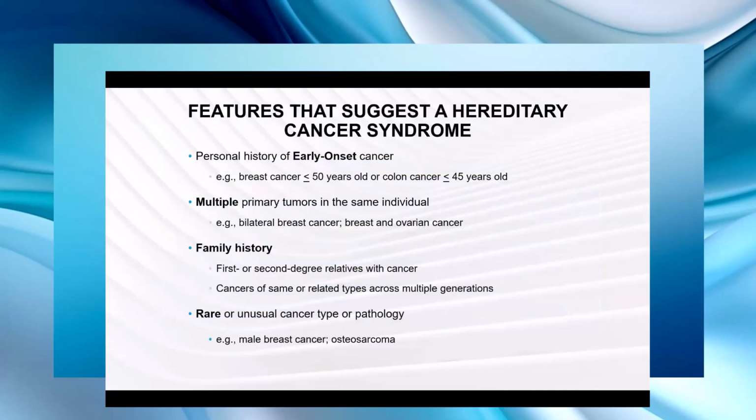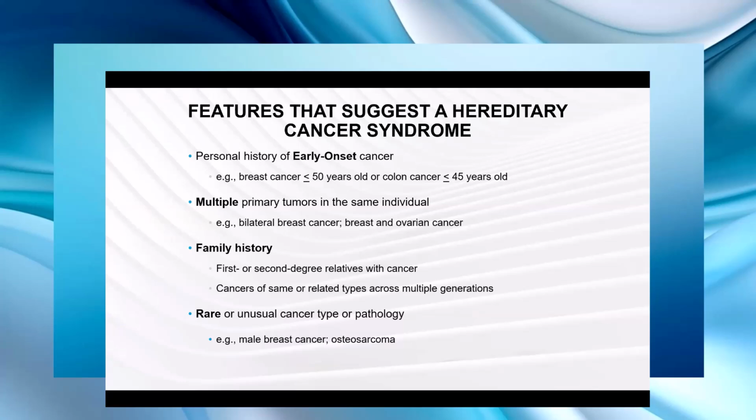So what kind of features will make us suspect a hereditary cancer syndrome? First of all, if the cancer has early onset, for example, the patient has breast cancer diagnosed before age 50, or colorectal cancer diagnosed before age 45, or the patient has multiple primary tumors in the same individual. For example, the patient has bilateral breast cancer or bilateral ovarian cancer, or breast and ovarian cancer, etc.